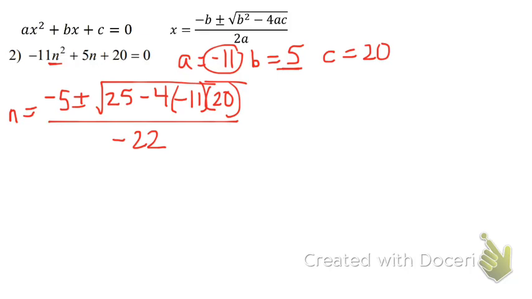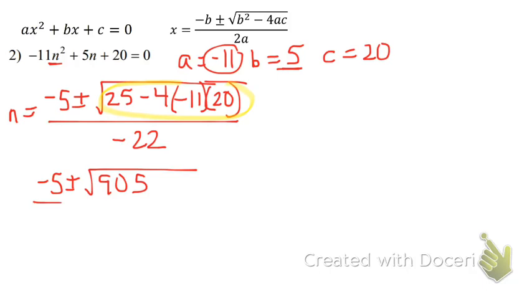Okay, so now simplify and we get negative 5 plus or minus the square root of. Put all of this into your calculator at one time. 25 minus 4 times negative 11 times 20. And I get 905. Whoops, undo.